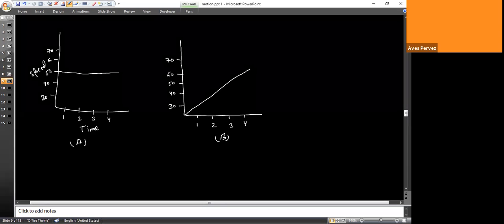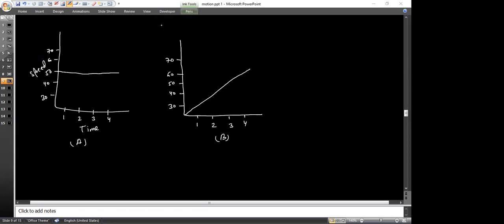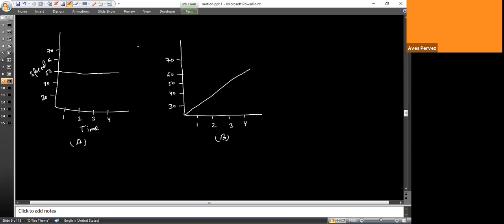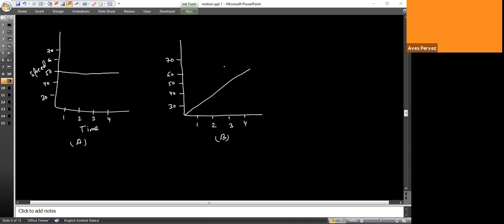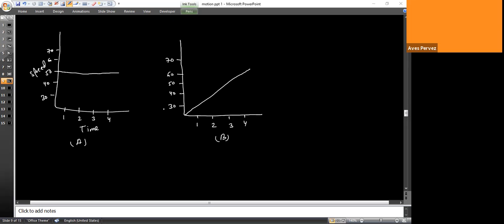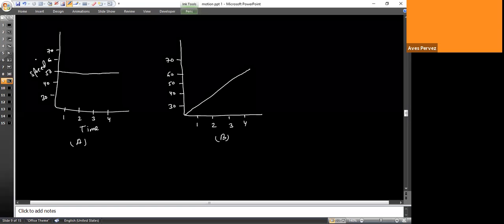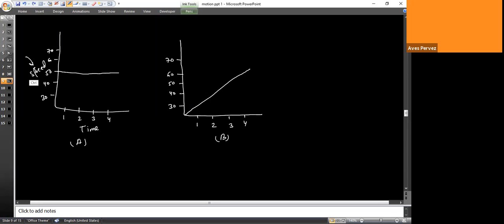Hamna and Sarah, do you understand why Veer is saying that graph A is indicating uniform motion? Yes, sir, because it is having equal distance in equal intervals of time. Actually, this is the speed, and we are saying it is a speed-time graph.